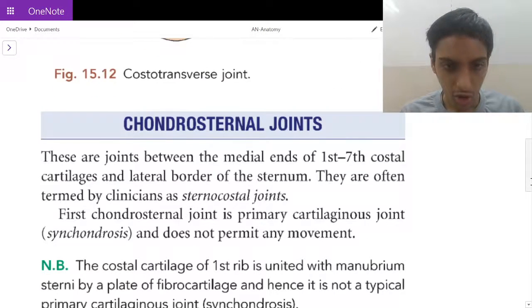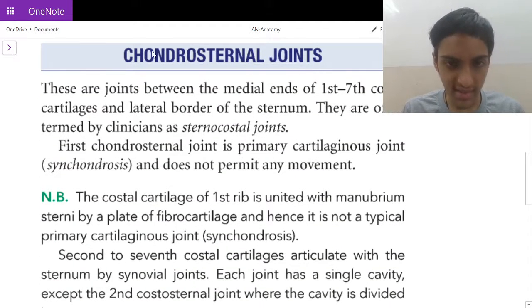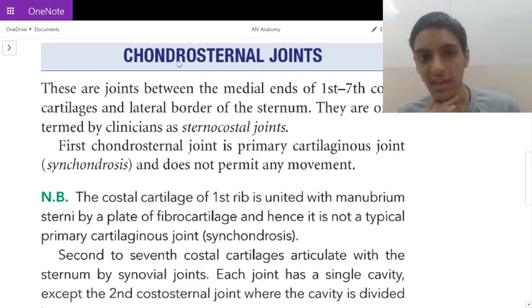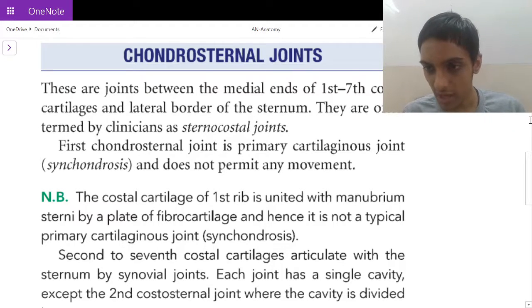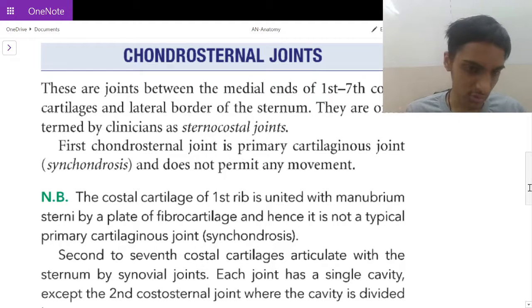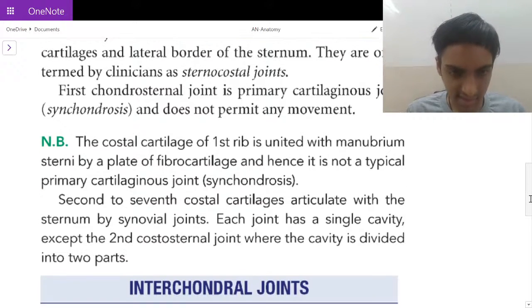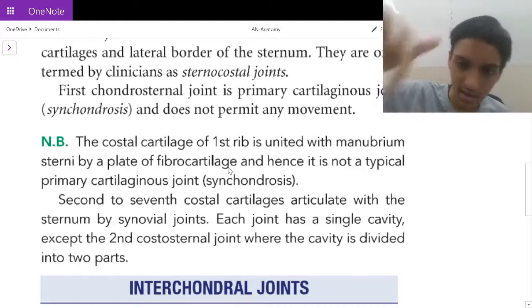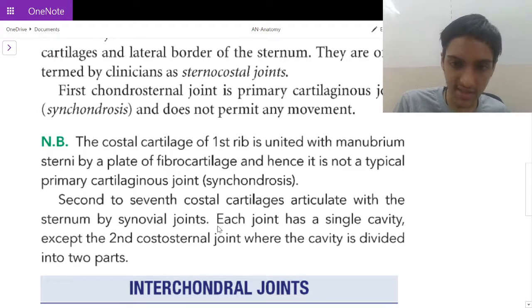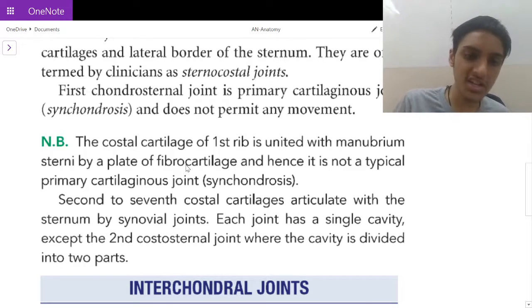Next, chondrosternal joints. The name itself is the answer. We have the costal cartilage and the sternum, just like what we have seen in the thoracic inlet. I have shown you these points. The costal cartilage of the first rib with the manubrium sterni. This point I have already explained. Synchondrosis. These are all cartilaginous joints.